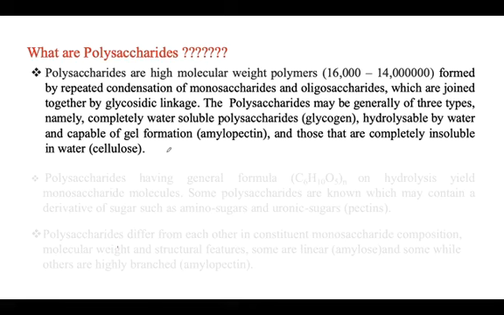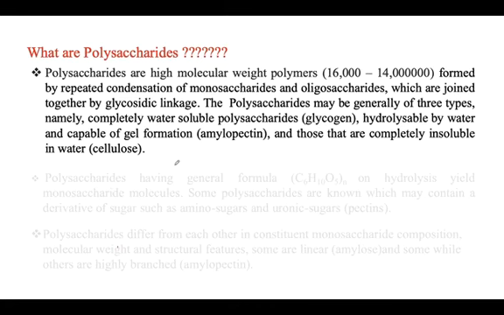We already know about monosaccharides, disaccharides, and oligosaccharides. So we say polysaccharides are high molecular weight molecules having approximately 16,000 to 14 million atomic mass units, and are formed by repeated condensation of monosaccharides and oligosaccharides, which are joined together by glycosidic linkage.